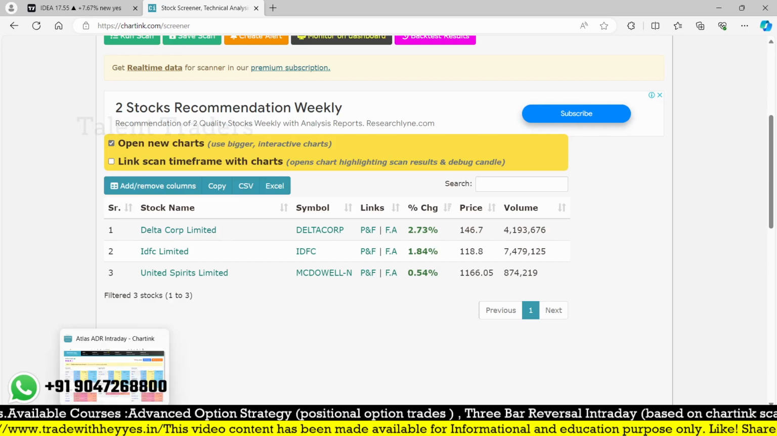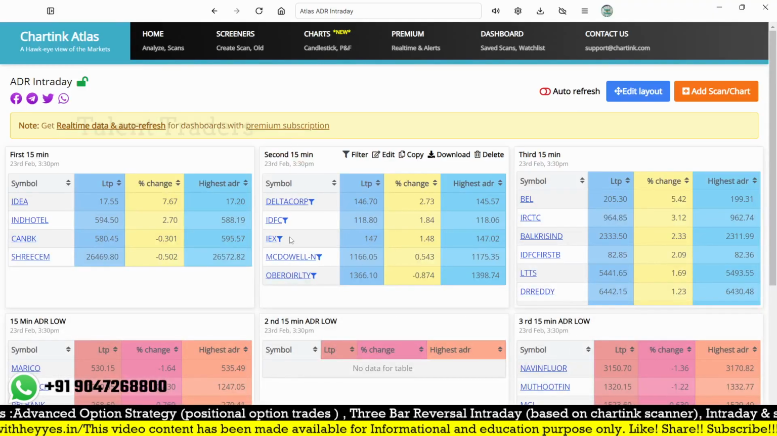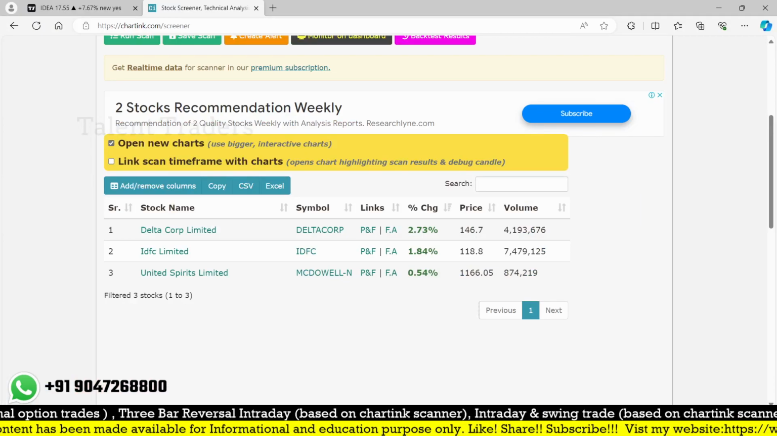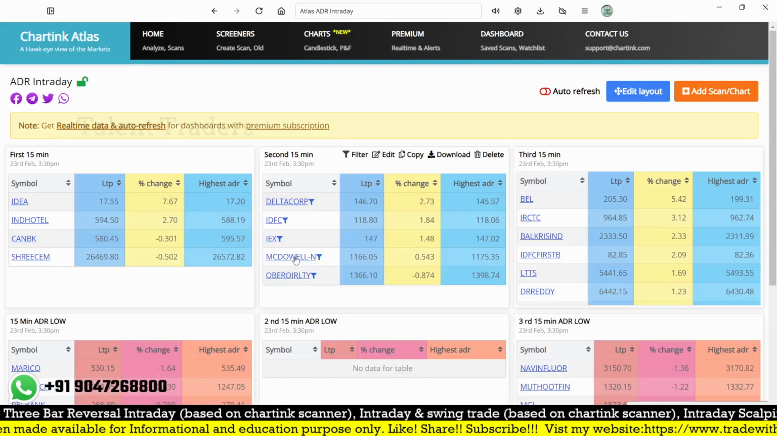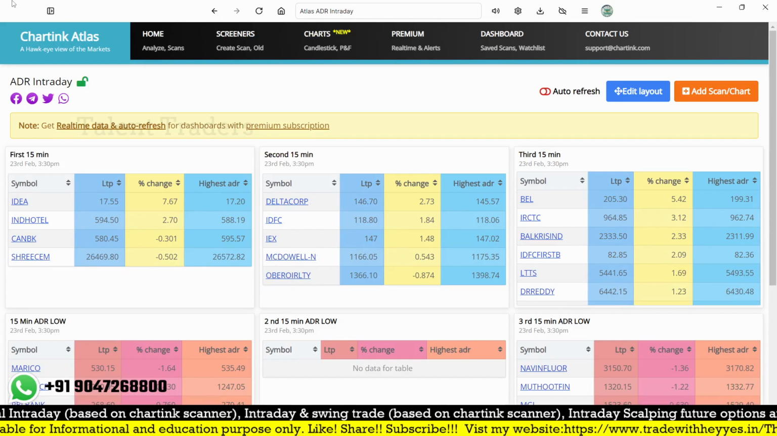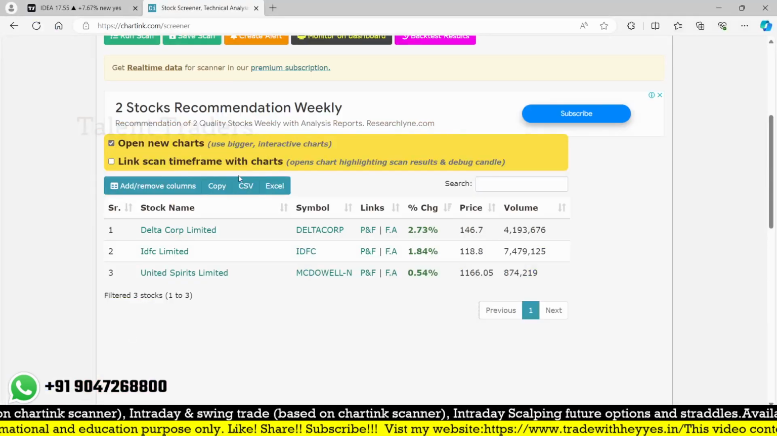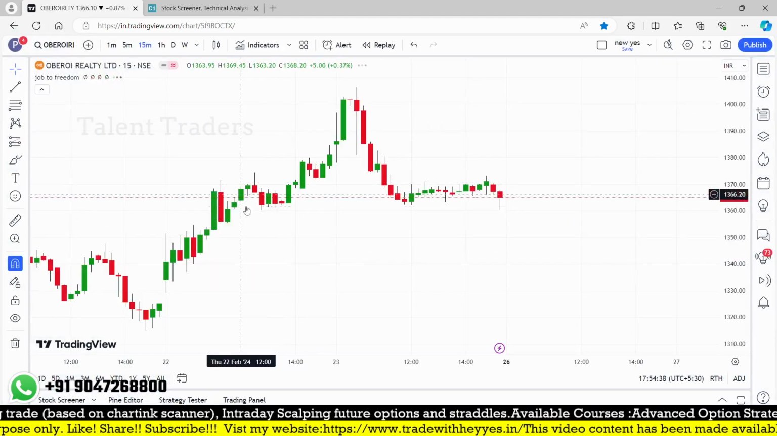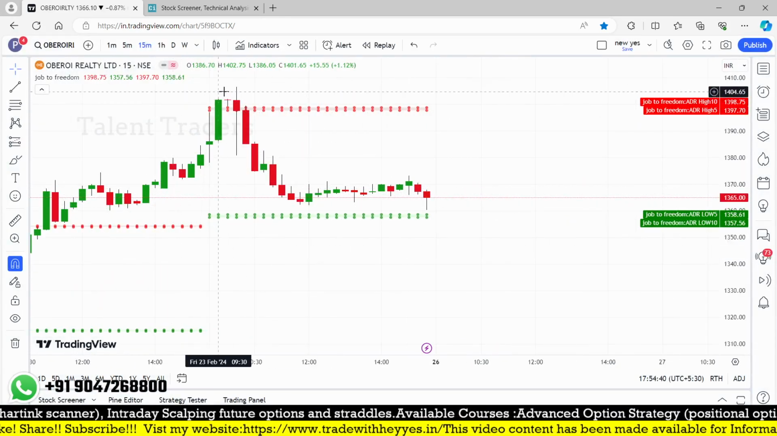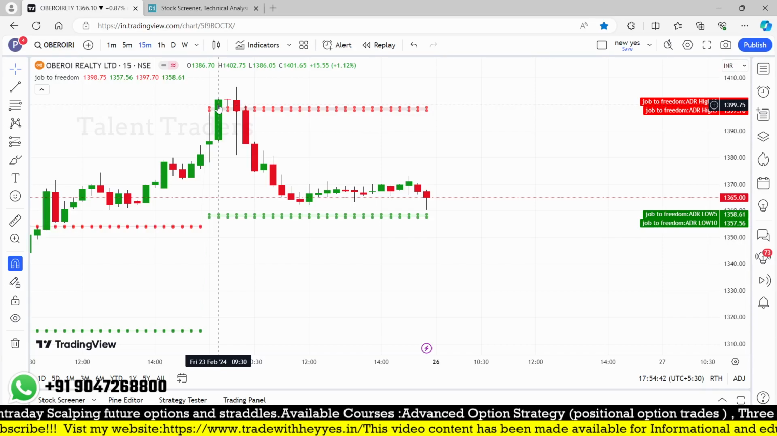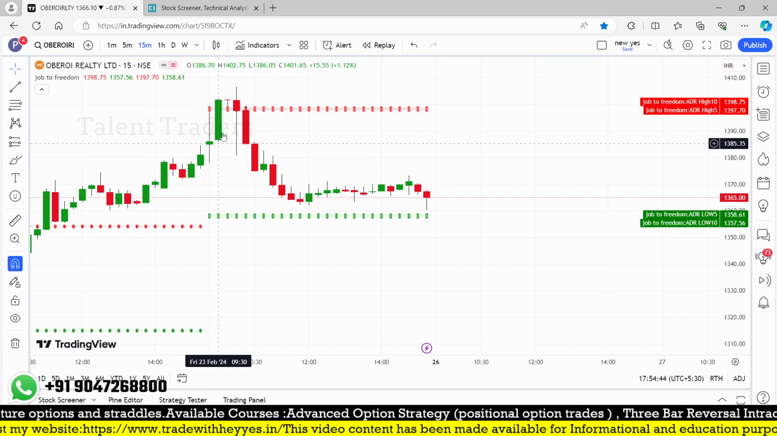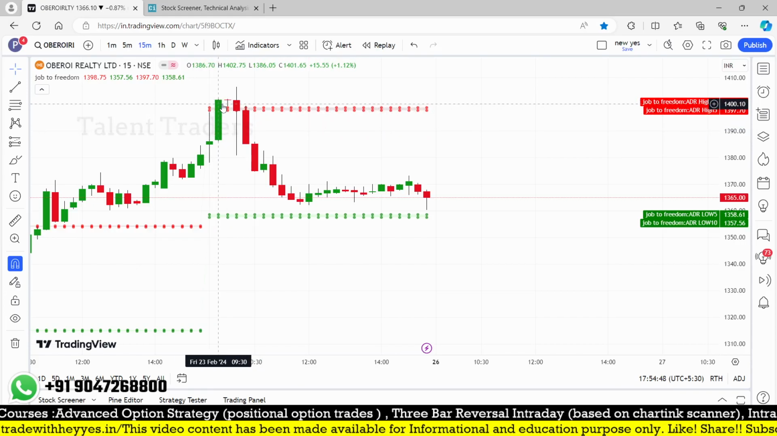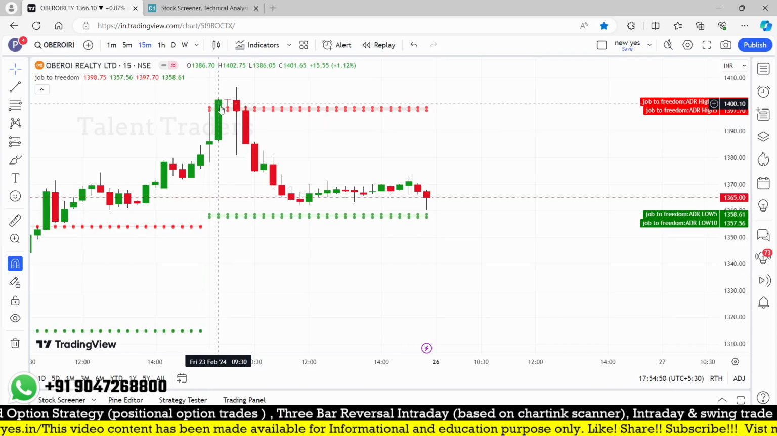In the normal ADR, we have 5 stocks at the second 15 minutes candle, and here we filter out Delta Corp, IDFC and McDowell. So OB Realty and IEX will be removed. Why are they removed? Let me check OB Realty. You can see there is a big candle, more than 1%. The second candle closes close to the ADR, but the range is more than 1%, so simply we ignored it.